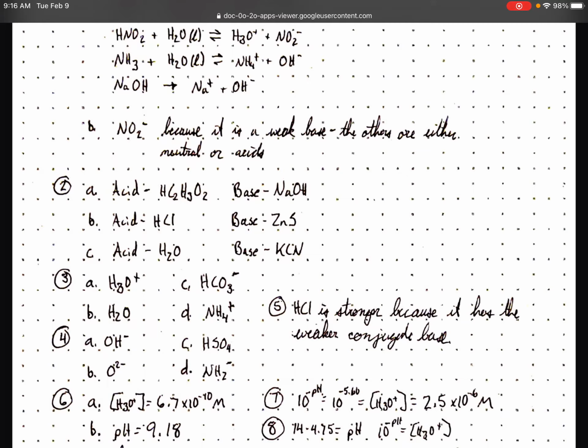Same goes for C, potassium cyanide. We know if cyanide's a base, it's going to accept the proton, but the potassium's just kind of a floater. It is what we would call a spectator ion, if you remember that from last year.